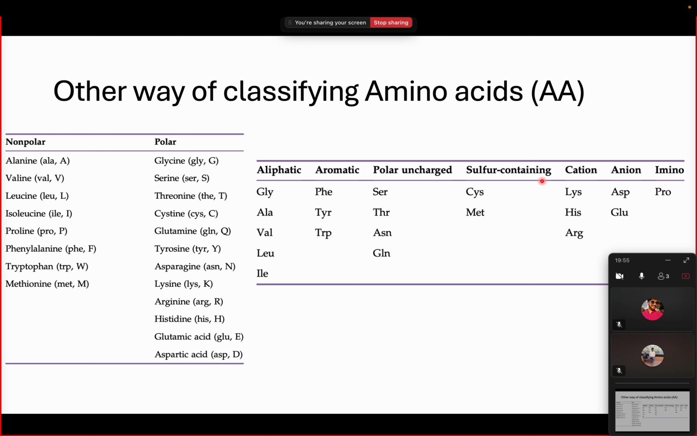It can be on the basis of polar or non-polar, then the answer will be 2. If it is based upon the chemical nature of the side chain, then it will be 7. If it is based upon the type of side group or the R group, then it will be 5. So it is very important to mention while answering such questions on what basis the classification is being asked.